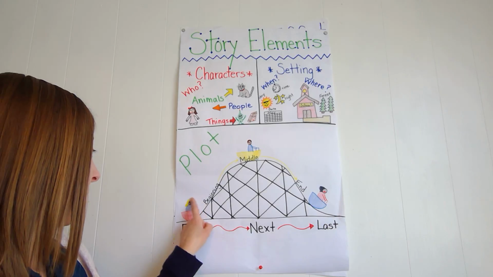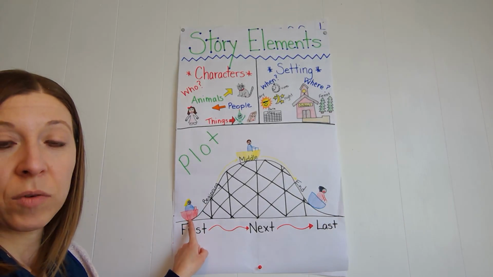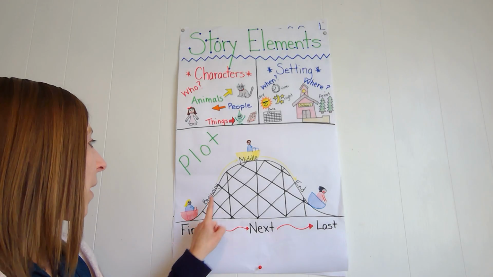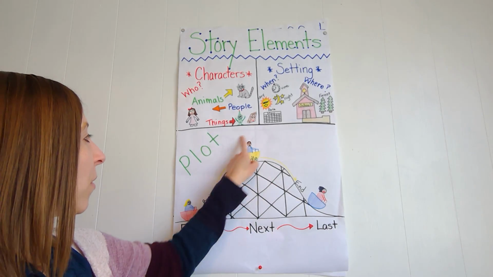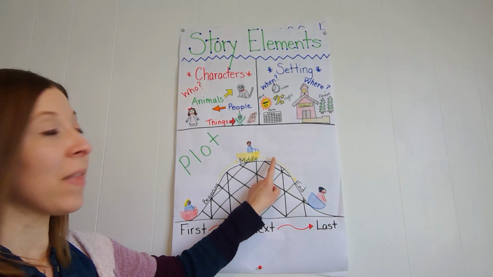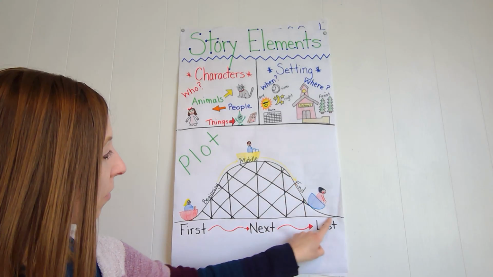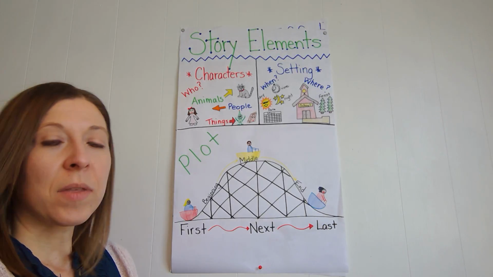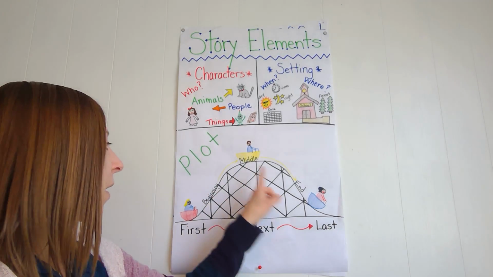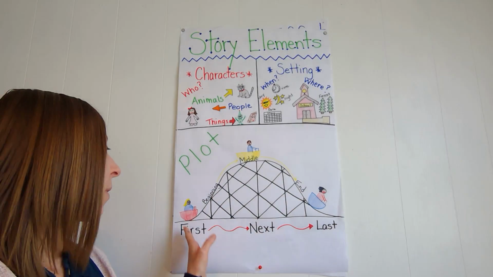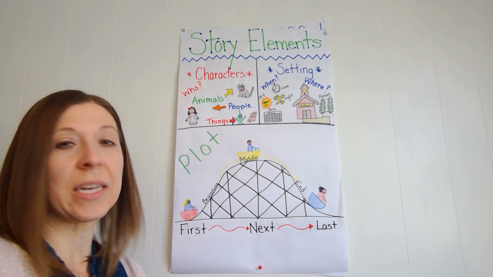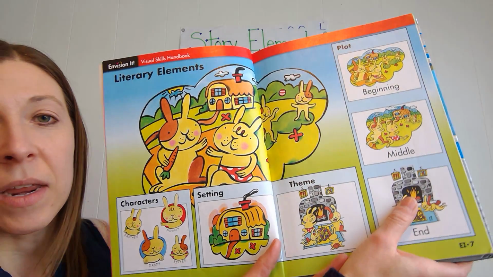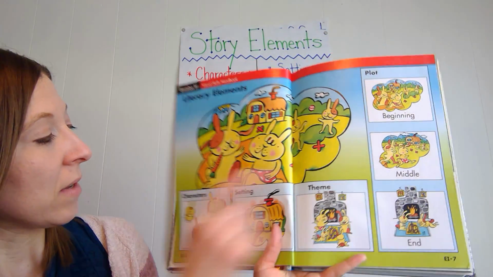So at the beginning, they were getting on the roller coaster, and they were starting to go up. In the middle, they were at the top of the roller coaster. And then at the end, they were going down the roller coaster, screaming and having fun. So that's what the plot is, the beginning, the middle, and the end of the story, or what happened first, next, and last.